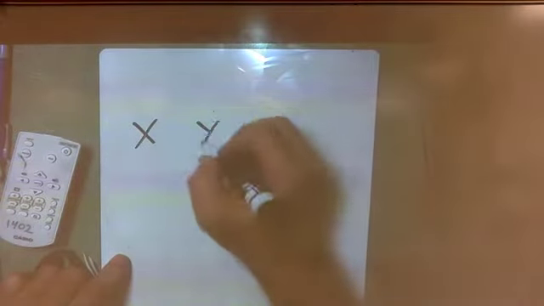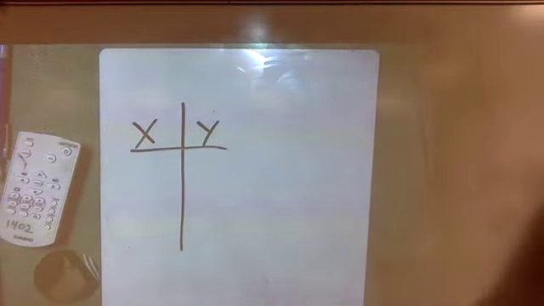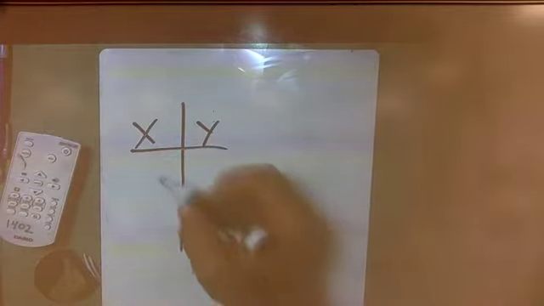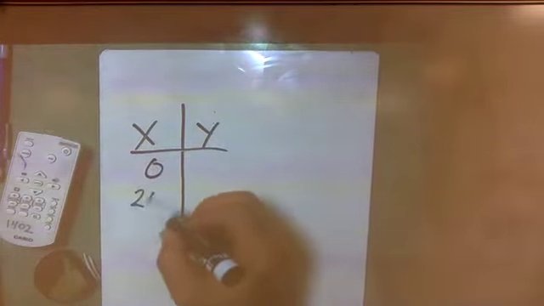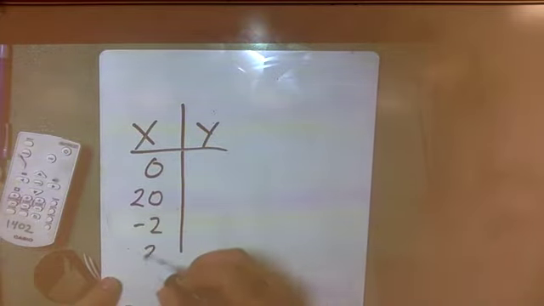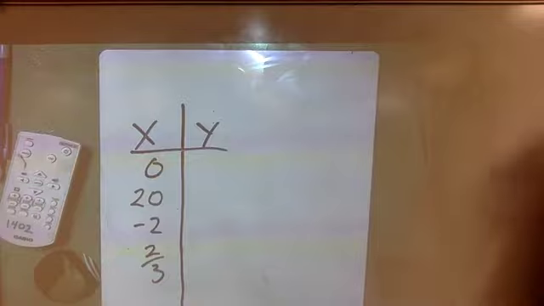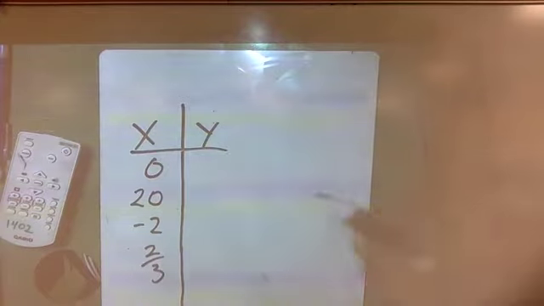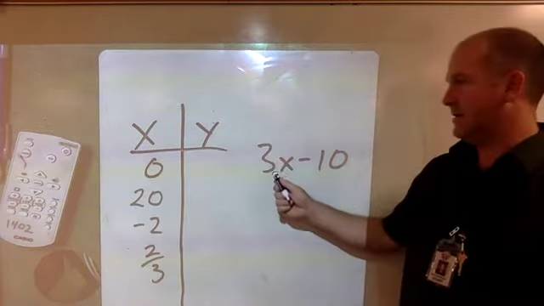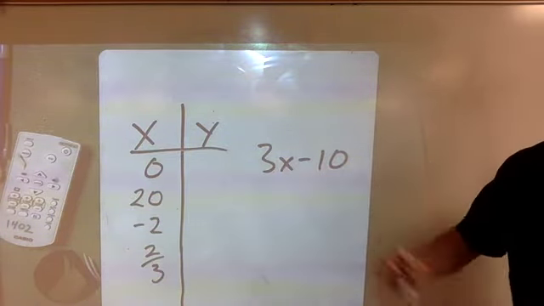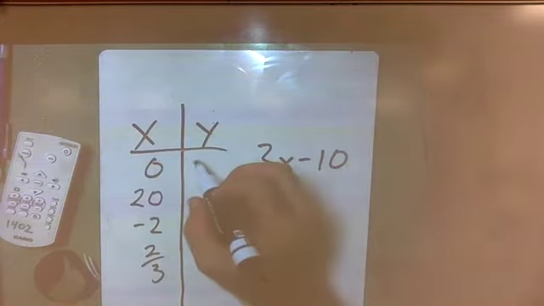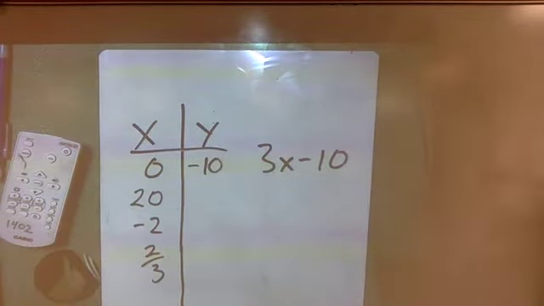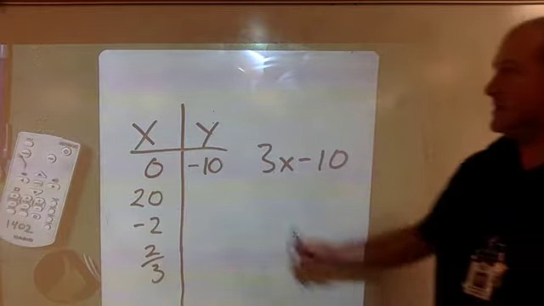An input-output table is an X and a Y column. So I'll use the same example I just showed you. For my X column, we're going to use the values 0, 20, negative 2, and 2/3. And we want to know what those will give us if we substitute those into the equation 3x minus 10. So if we substitute a 0 into there, 3 times 0 is 0, 0 minus 10 is negative 10. So when we put a 0 into our equation, or function, I should say, the output is negative 10.